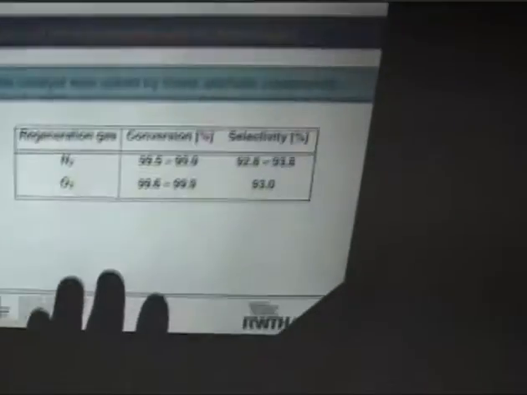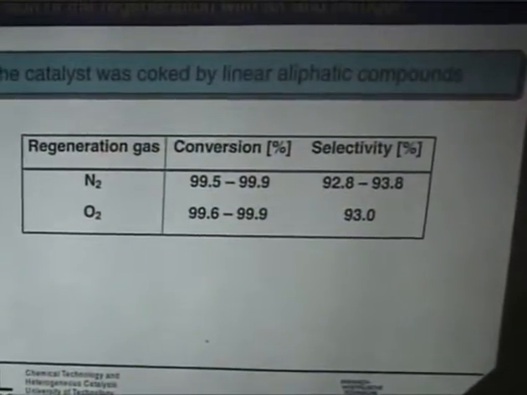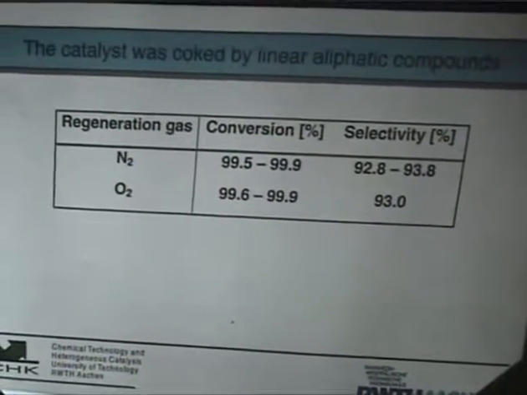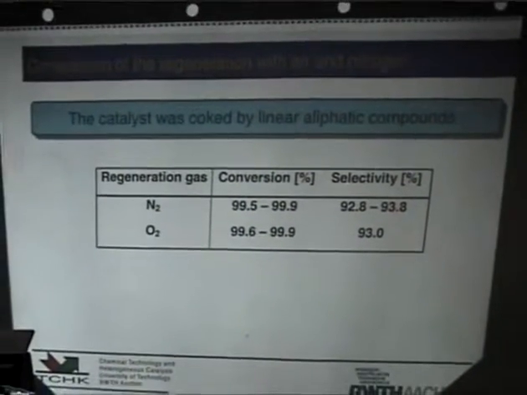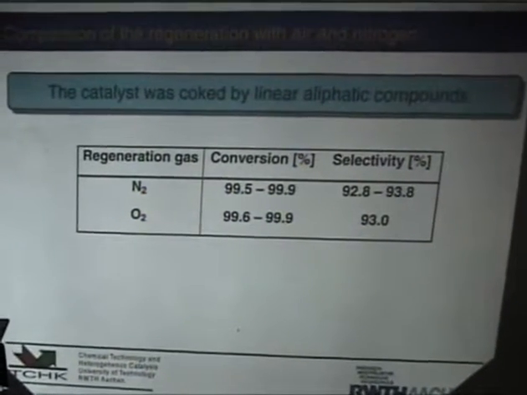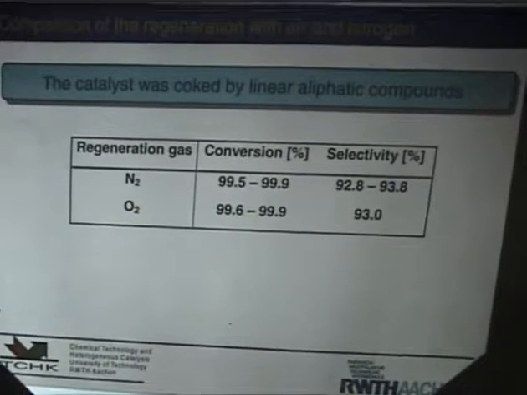And the data for the regenerated catalyst are shown here. We found in our unit 99% conversion and 93% selectivity. And the same we found when we regenerate with oxygen. Okay, regeneration with nitrogen is possible.